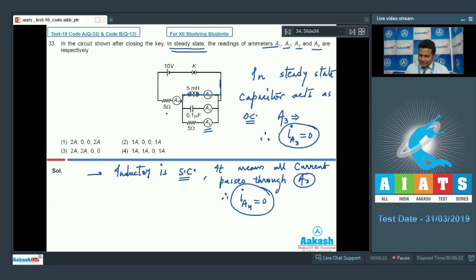Now, 5 ohm is the net resistance, 10 volt is the net potential difference, so we get the value of current from the battery as I equals 10 by 5, 2 ampere. This 2 ampere will pass through A1 as well as A2. Therefore, I A1 equals I A2 equals 2 ampere. So our answer must be I1, that is 2, 2, 0, 0.